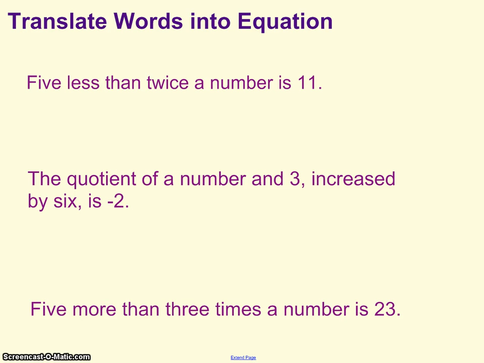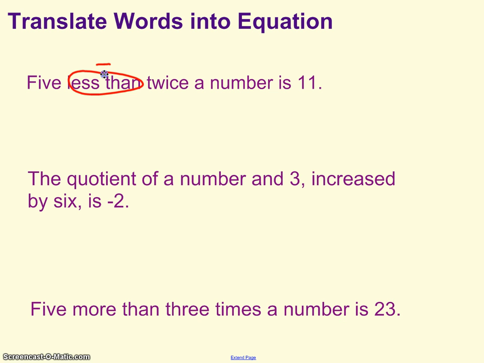Alright, in this video we're going to translate words into equations and then solve. So we need to be familiar with the vocab words. In this first example, 5 less than twice a number is 11. So we want to look for the words that represent our operations. Less than, anytime you see less than, that's going to be subtraction.